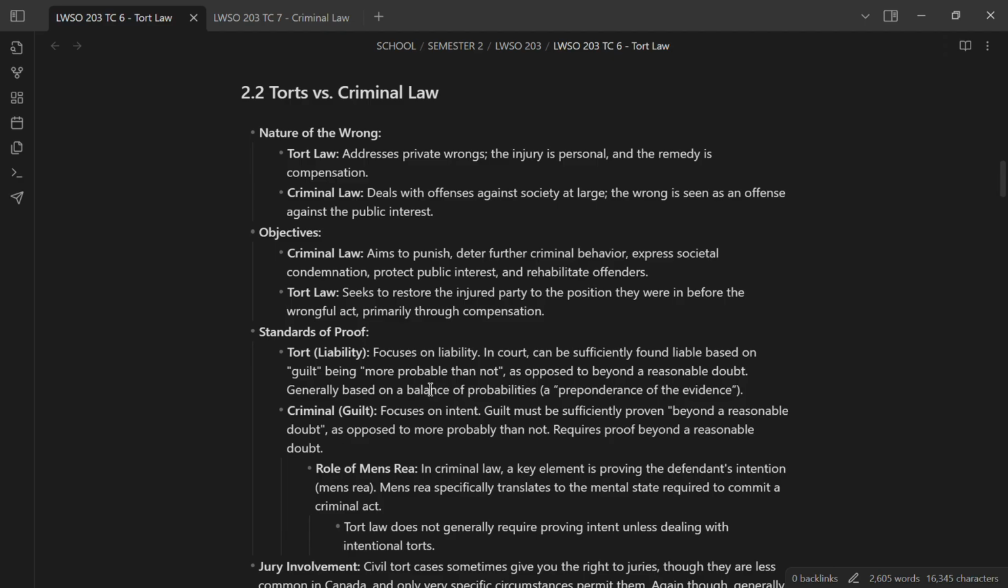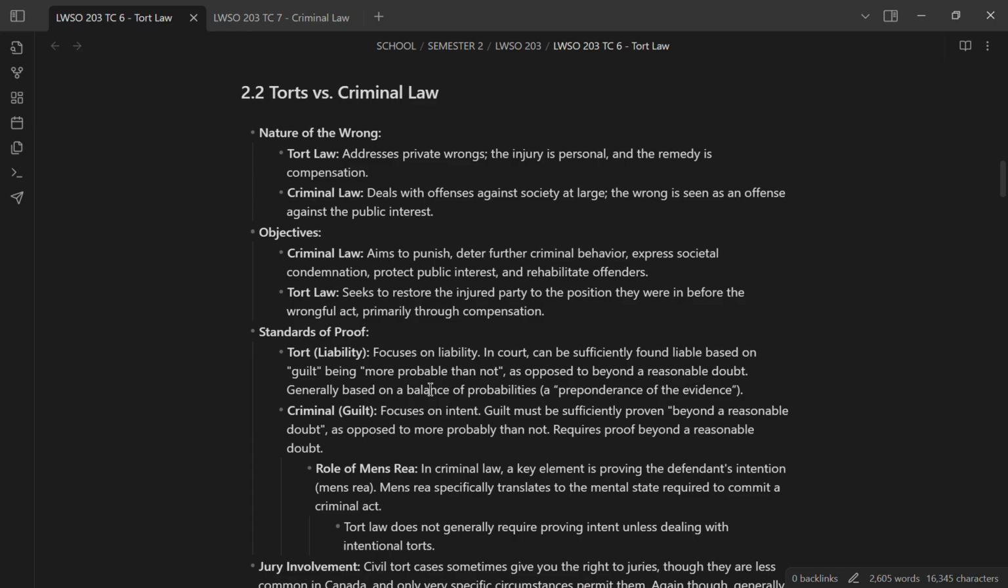So, in tort law, when it comes to the nature of the wrong, tort law is addressing private wrongs. The injury is personal. It's not a public thing. It's not an offense against society as a whole, but against a person or a body of persons. And the remedy to that is compensation, right? So again, tort law, private wrongs, injured person, remedy is compensation.